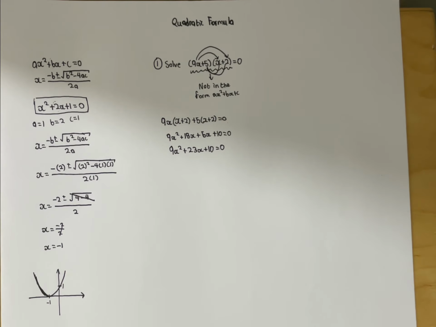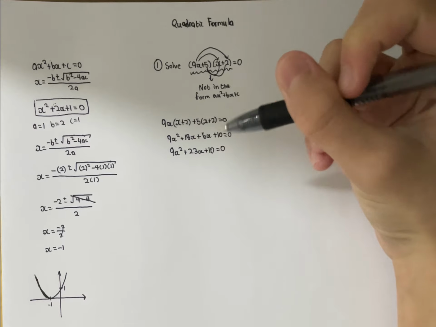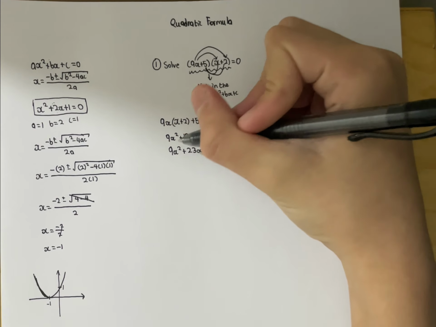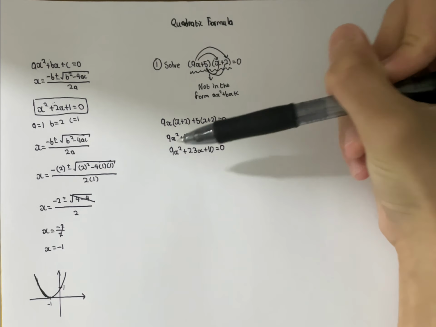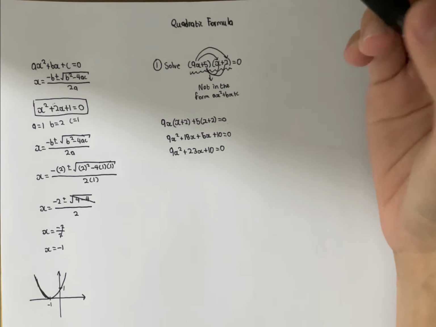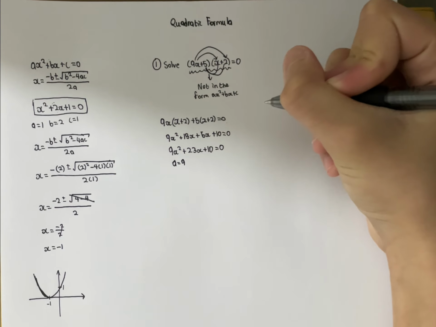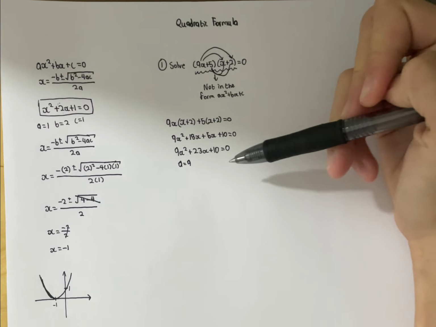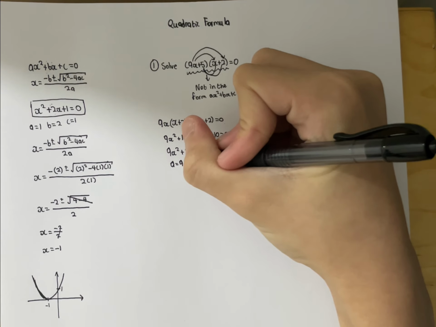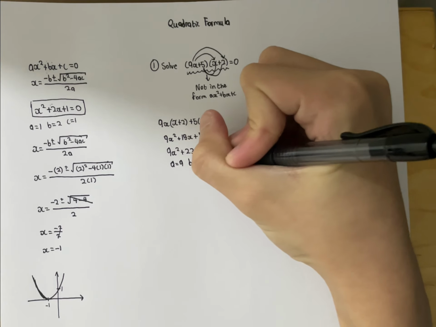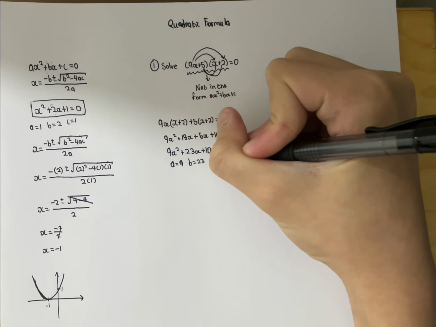So let's just get started. Well, let's identify everything here. What's our a? Well, our a is just the coefficient in front of the x squared, which is 9. So a equals 9. b is just the coefficient in front of x, which is just 23. And c is our constant term, which is just 10.